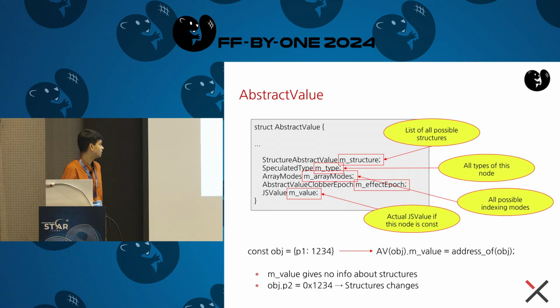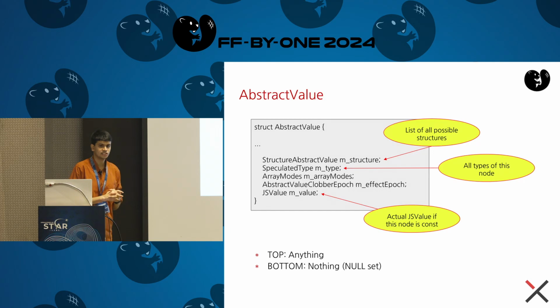It's important to note that m value and structure do not conflict with each other, mainly because I can modify the value of the object, so the structure changes, however the address of the object is still constant. So m value and m structure do not conflict with each other.